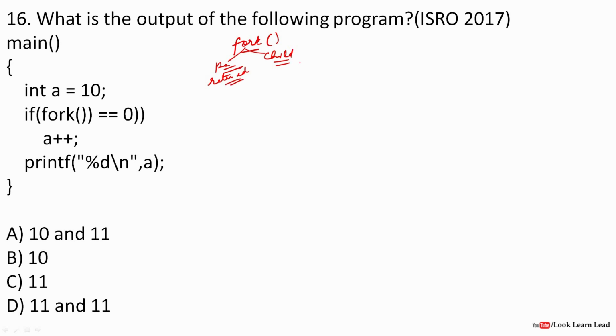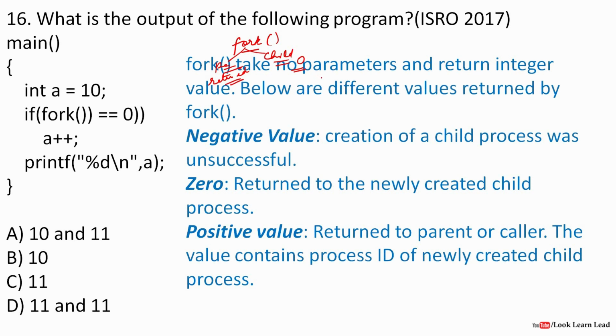Okay, and the child process is returned a 0. So fork takes no parameter and returns an integer value. The value can be negative, 0, which is returned by the newly created child process, or a positive value, which is returned by the parent or the caller. If it is negative, no child process has been created. So here we would be dealing with only 0 and positive values.